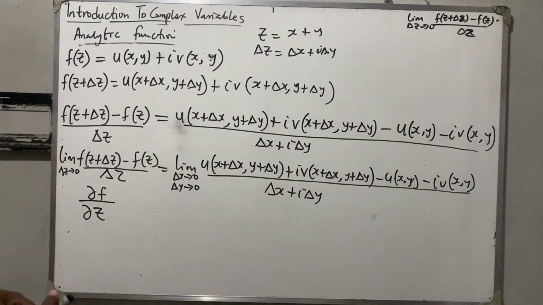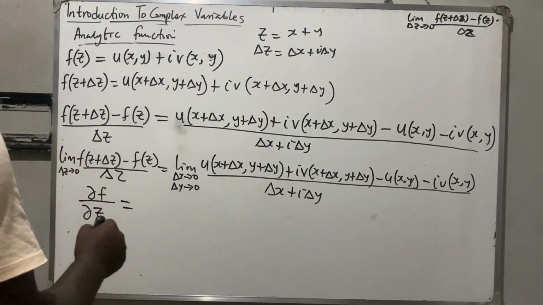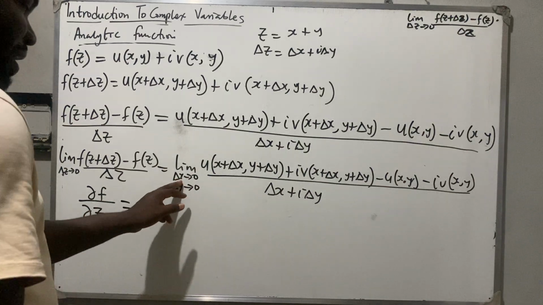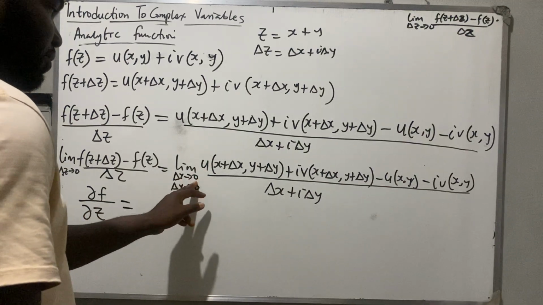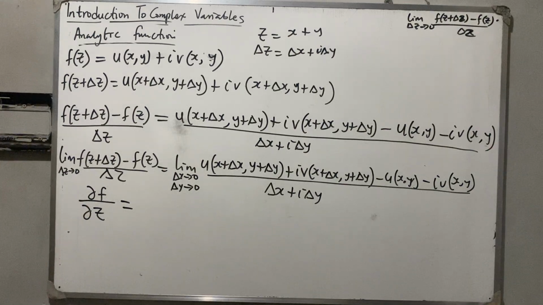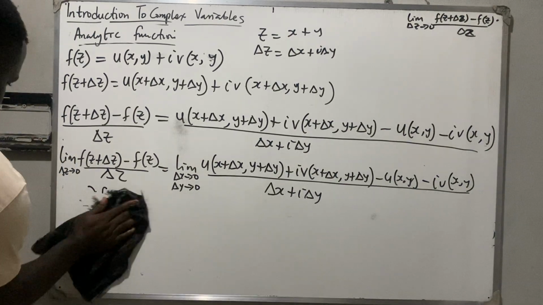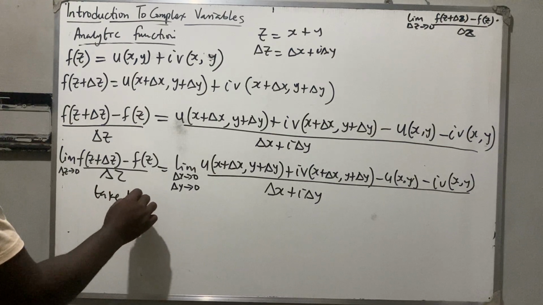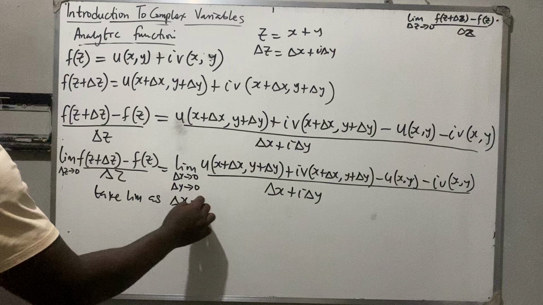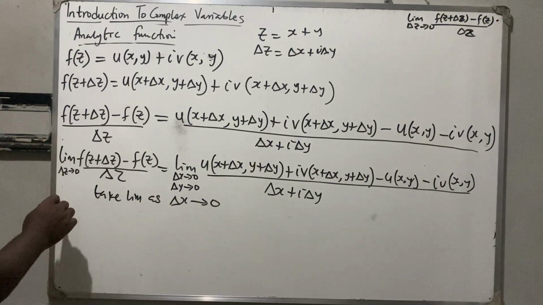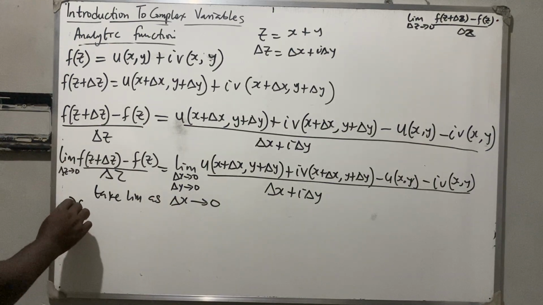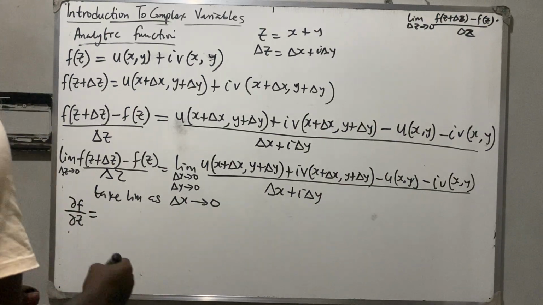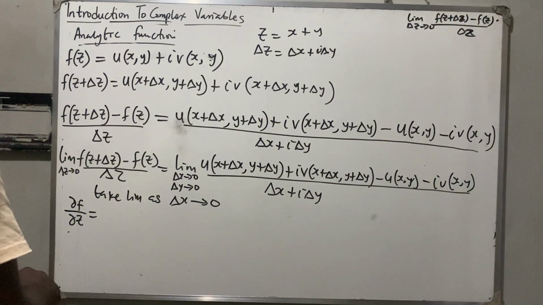So this is equal to, now we want to take the limit as delta x tends to 0. That means anywhere I see delta x, I'm going to put 0. Let me just write it out so that you know what we are doing. So take the limit as delta x tends to 0. Normally everything here is going to be partial f over partial z is equal to. So we are putting 0 anywhere we see delta x.